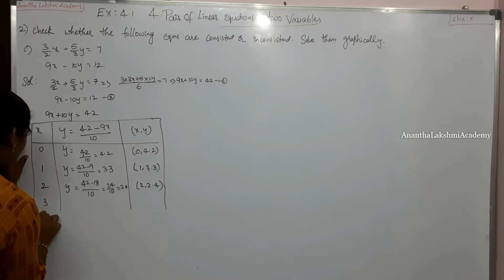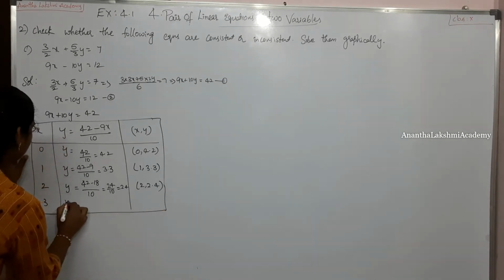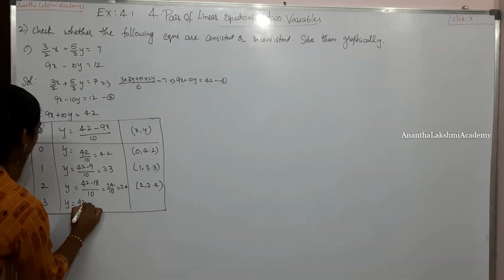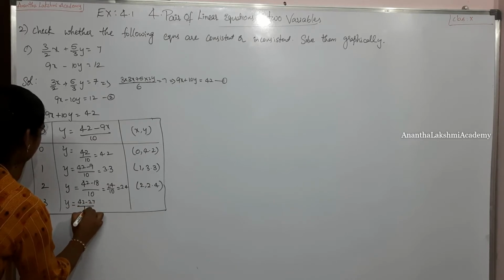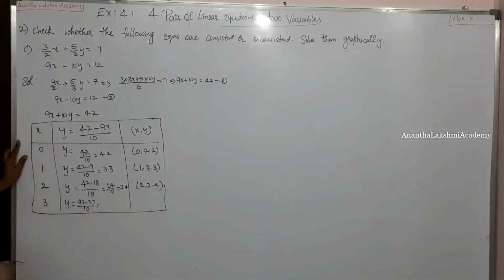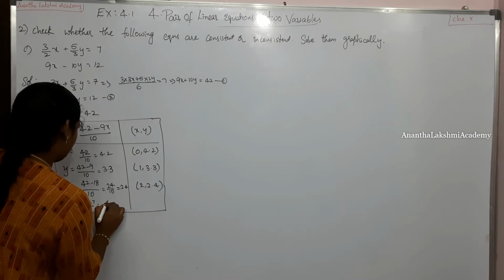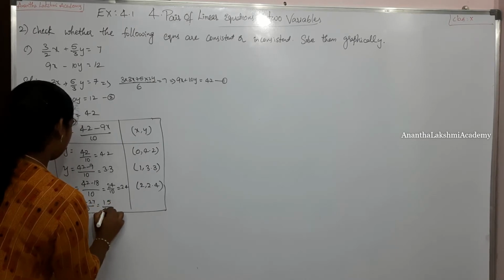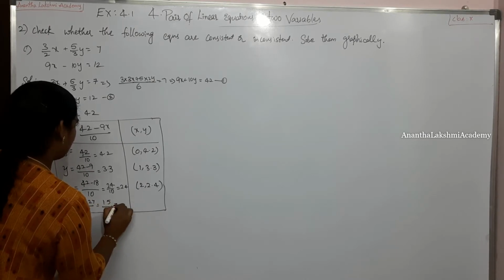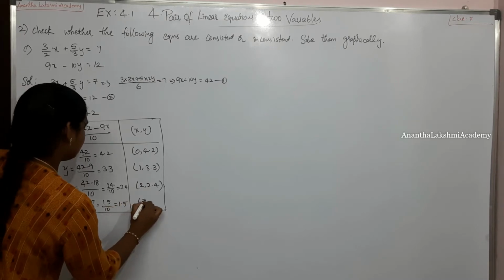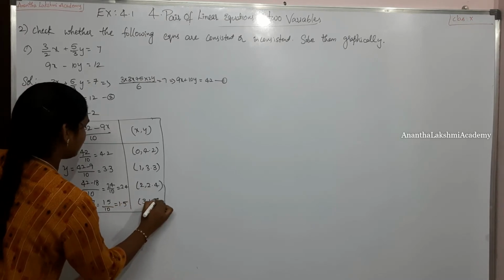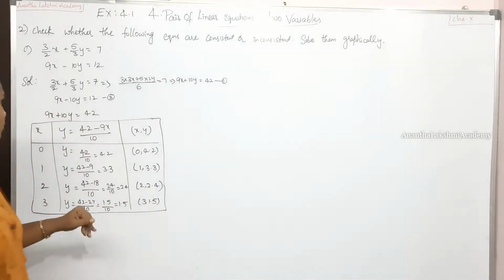Now we have the value of 3. Y is equal to 42 minus 27 by 10, which is nothing but 15 by 10, which is 1.5. This is going to be (3, 1.5). Enough of these 4 values to plot a graph.